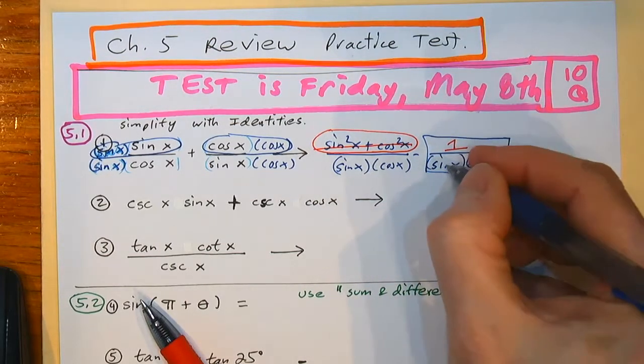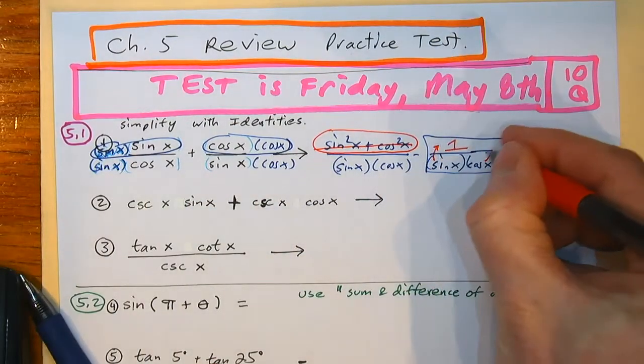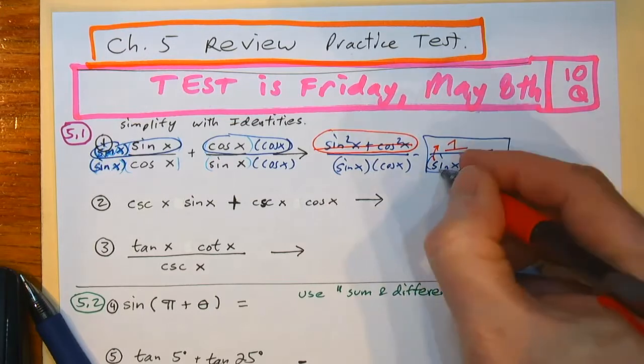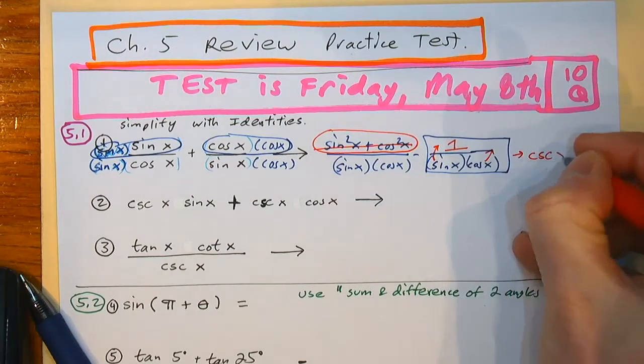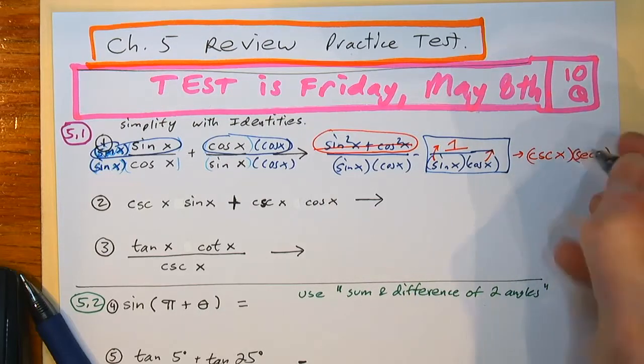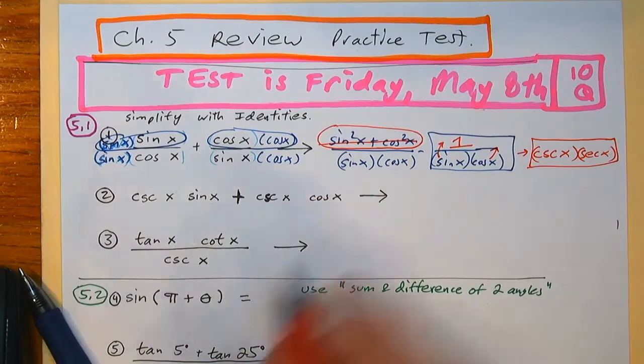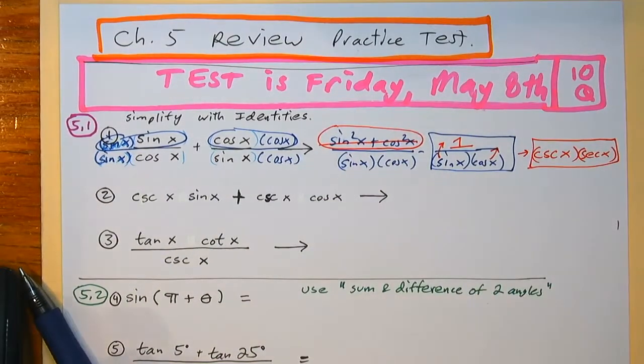Then you could go, wait, if sine's on the bottom and cosine's on the bottom, we could actually move these to the top. Sine on the top is cosecant. Cosine on the top would be secant. And this would be my answer. So there are multiple things you can break it down into, but that's one of the possibilities.